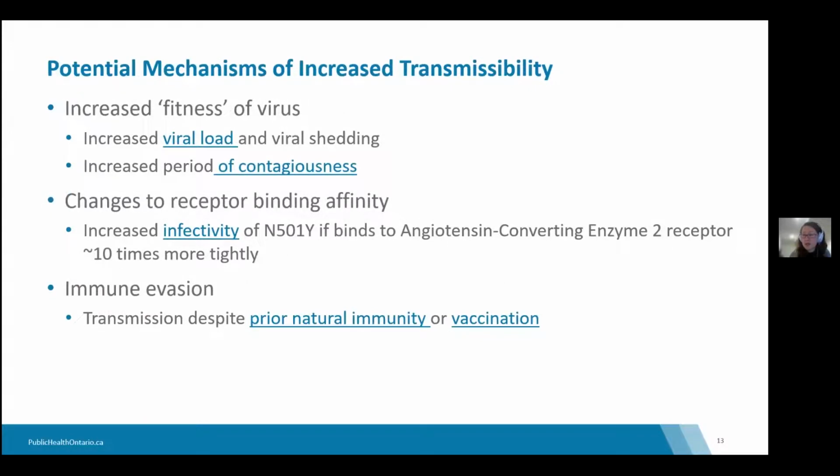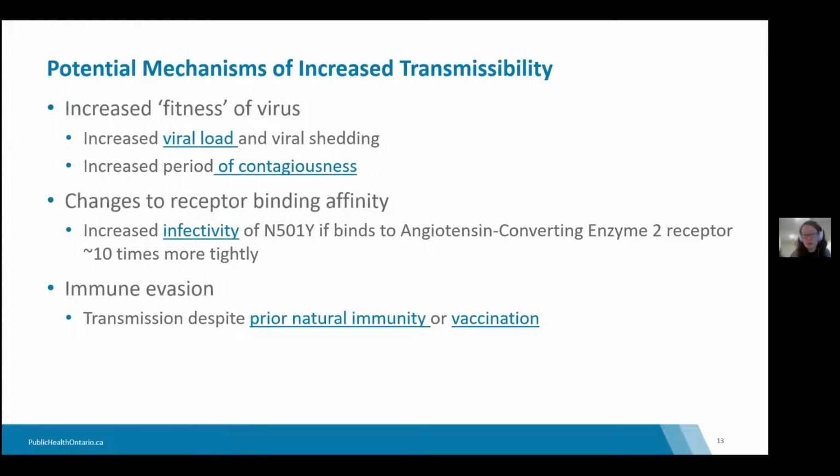So many of the common features of the variants of concern is an increased transmissibility. And there's a number of potential mechanisms by which increased transmissibility can occur and that are being investigated to understand why it is these new variants can cause more transmission to others. So one of the potential mechanisms is an increased fitness of the virus. So those mutations now give that virus an advantage.